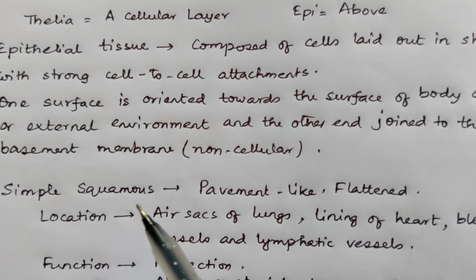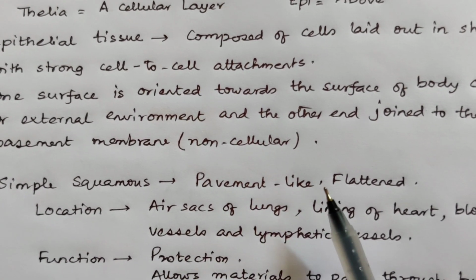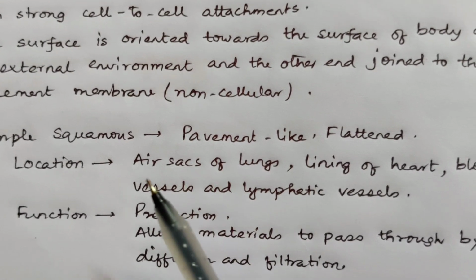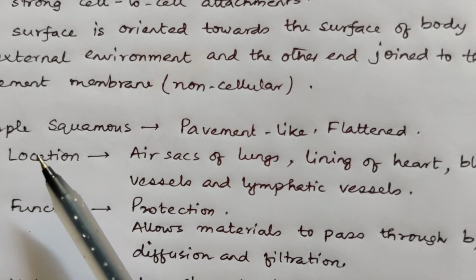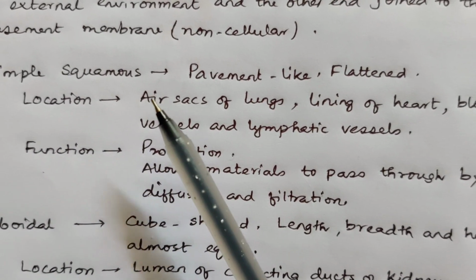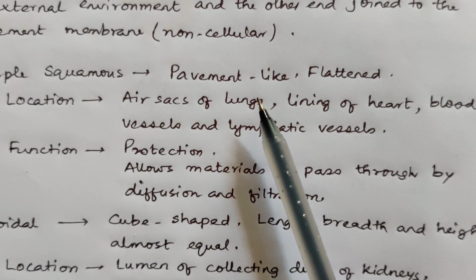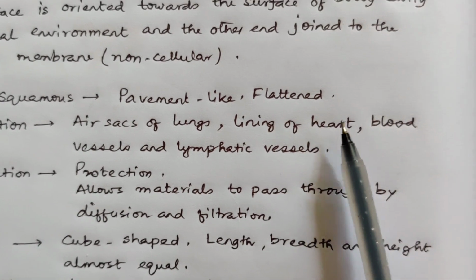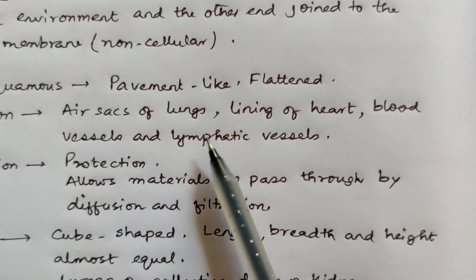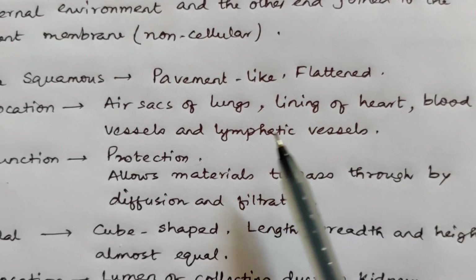Now coming to simple squamous epithelium. They are pavement-like flattened cells. Where are they located? They are located in the air sacs of the lungs, the linings of the heart, the pericardium, and are present in blood vessels and lymphatic vessels.